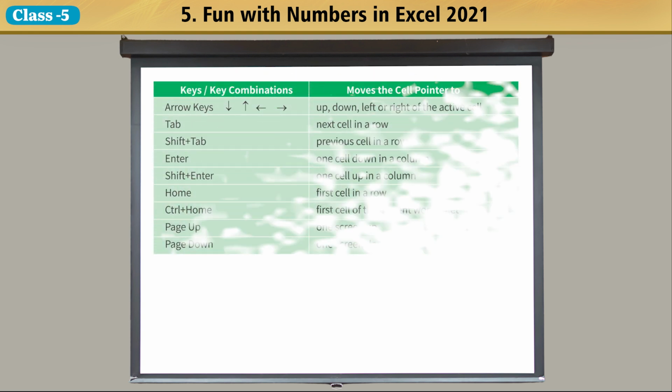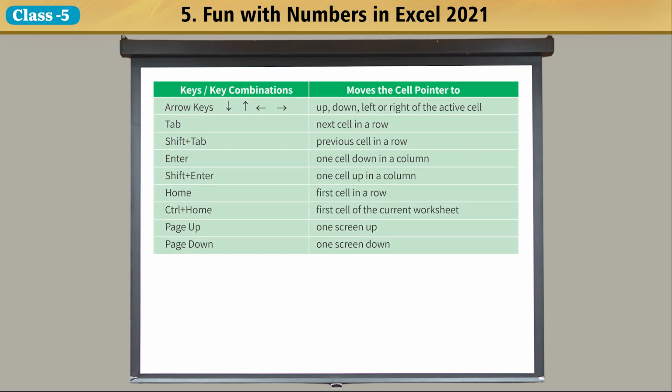Navigating a worksheet. There are some key combinations that help us easily navigate and move across cells in a worksheet. Key combinations. Arrow keys: moves the cell pointer up, down, left or right of the active cell. Tab: next cell in a row. Shift plus Tab: previous cell in a row. Enter: one cell down in a column. Shift plus Enter: one cell up in a column. Home: first cell in a row. Control plus Home: first cell of the current worksheet. Page Up: one screen up. Page Down: one screen down.